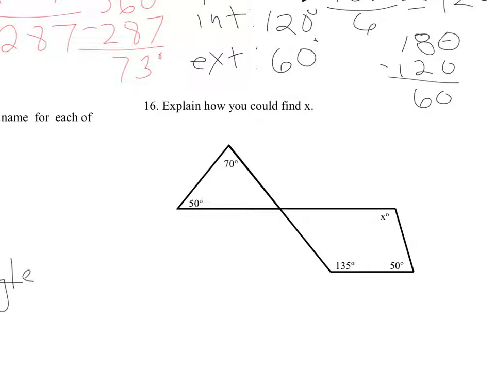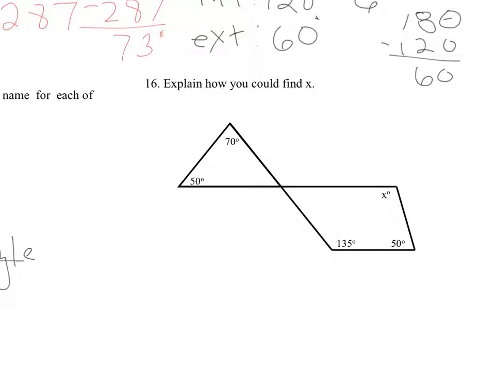Now, the last one says explain how you could find x. On the test, there is going to be a question that asks you to justify your reasoning or explain your answer. So you will have to be able to put into words what you're doing here, but let's look at the math of it first. You have a triangle and a quadrilateral connected at an angle. Obviously, what you want to do first is find this angle of the triangle by adding the two you have and subtracting that from 180.